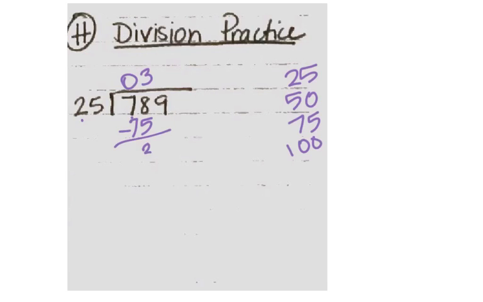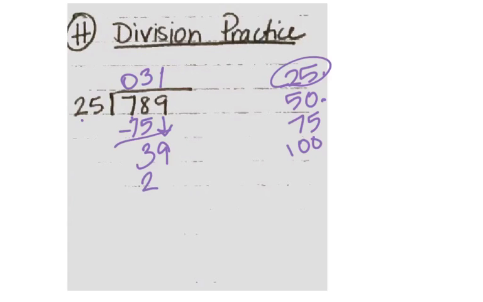Now I would subtract. 8 minus 5 is 3. 7 minus 7 is nothing. And then I bring down my 9. Now I'm going to ask myself again, how many times does 25 go into what I have left, which is 39? Okay, I can look at my multiples. Well, it does go in at least once. Can it go in twice? Nope, that's too big. So it goes in just one time.